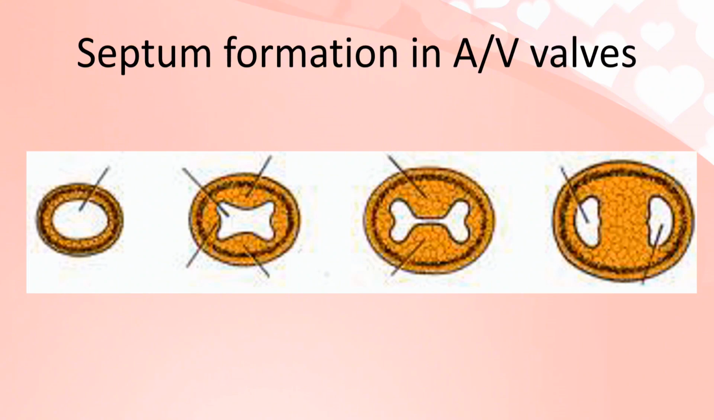Septum formation in the AV valve, how does it occur? Different swellings appear in the endocardial cushion. These are the superior and inferior endocardial cushions, and these are the lateral endocardial cushions. When the superior and inferior endocardial cushions grow and approach each other, they divide the atrioventricular canal into two separate atrioventricular canals: the right atrioventricular canal connecting the right atrium to the right ventricle, and the left atrioventricular canal connecting the left atrium to the left ventricle.